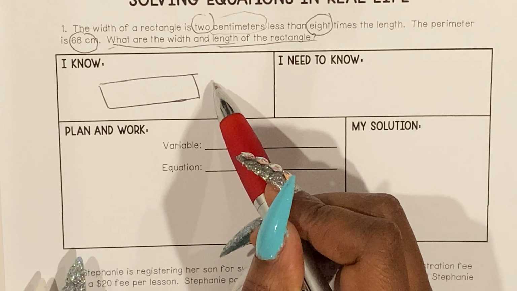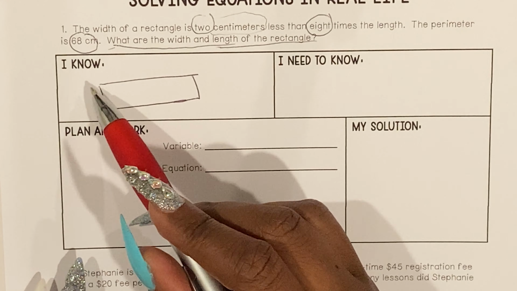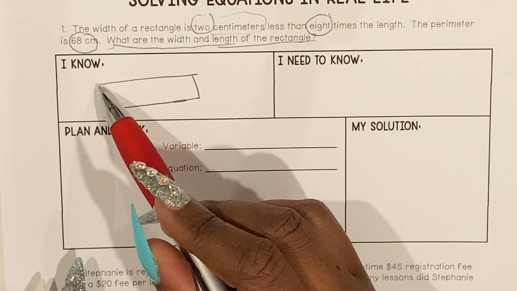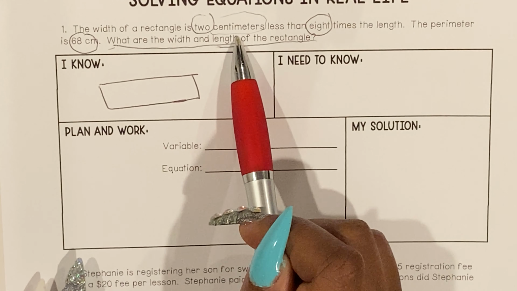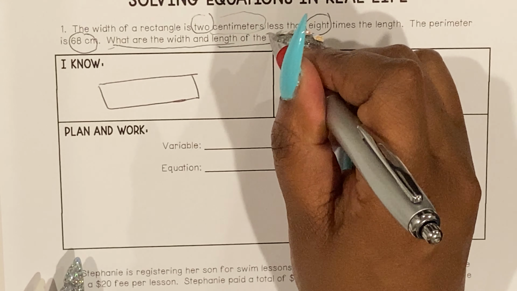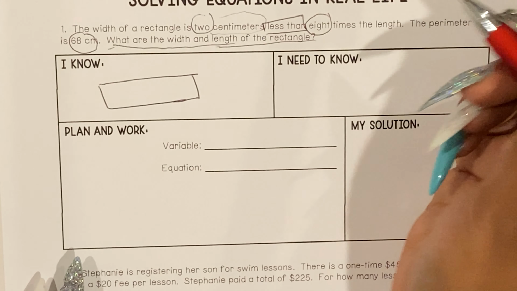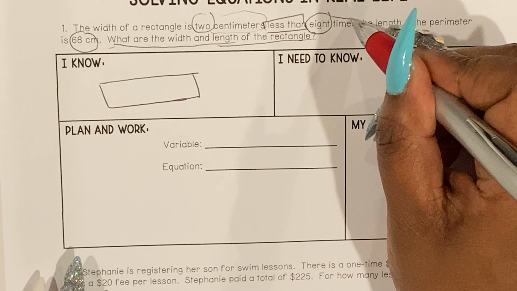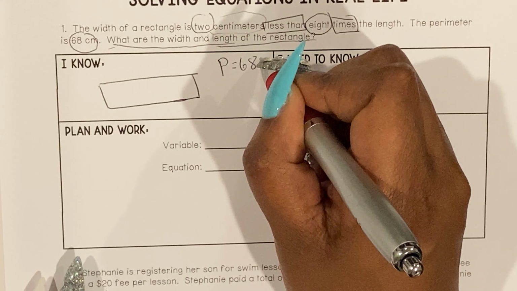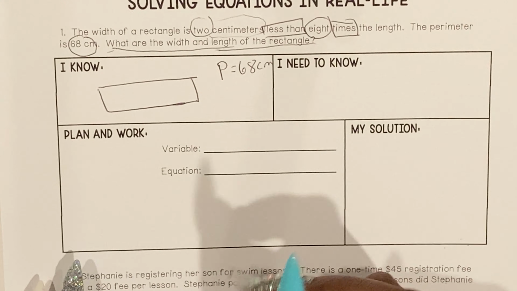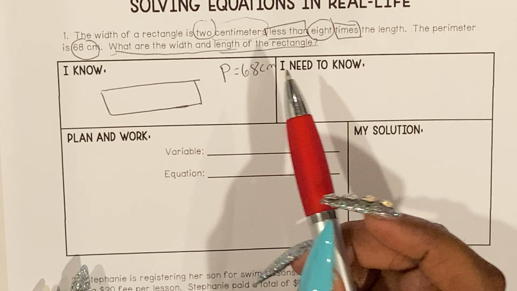I have a width and I have a length. It says it's 2 centimeters less than. Well, less than is one of my operation words, so I need to put a box around that. And the word times is literally telling me to multiply, so I need to put a box around that. And the perimeter equals 68 centimeters. So this is all the information that I know so far.